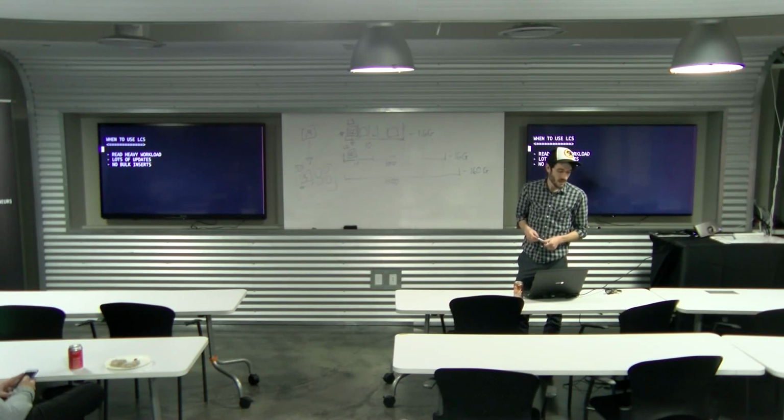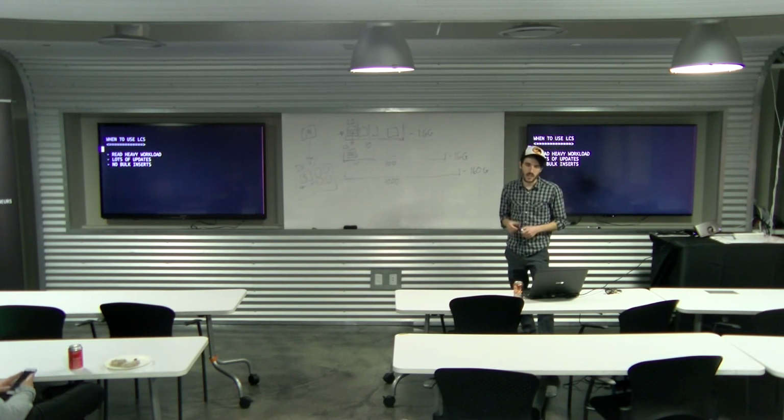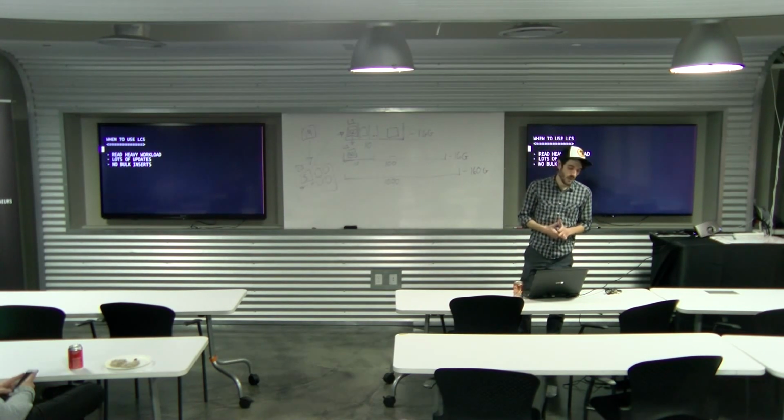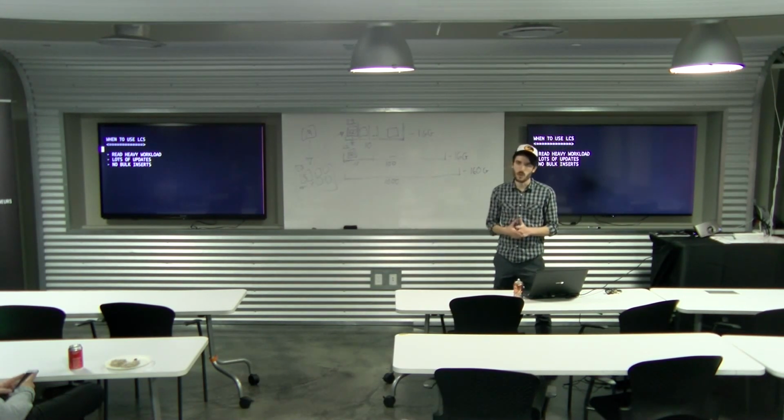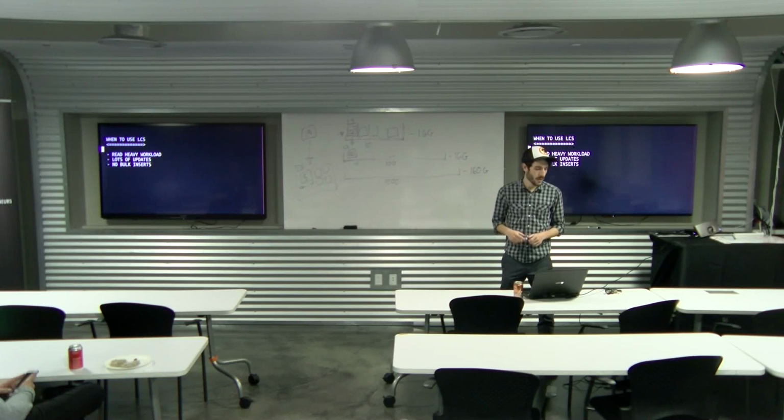In terms of tuning level compaction, you can adjust the SSTable size, but it's generally not a good idea to do. So in terms of tuning it, there's not really a lot of useful knobs to turn on it. Any questions about level compaction before I move on to time windowed?